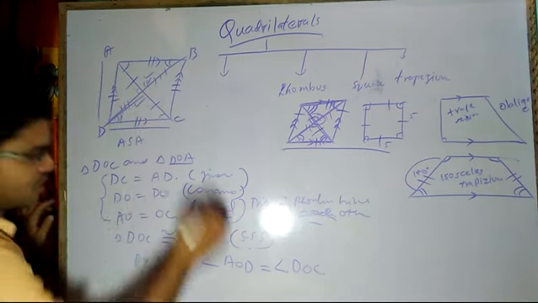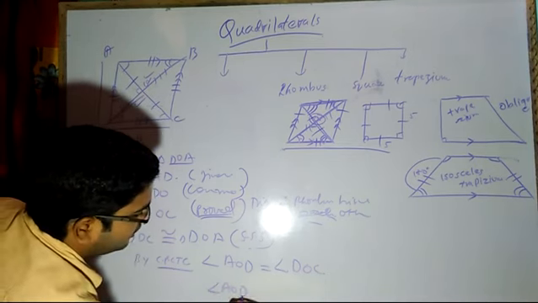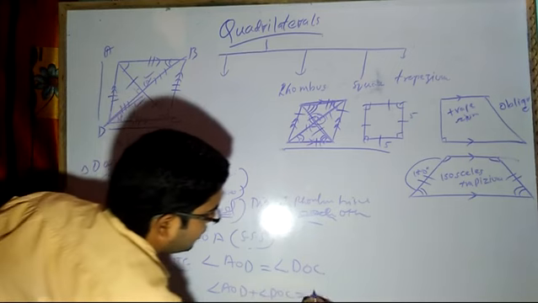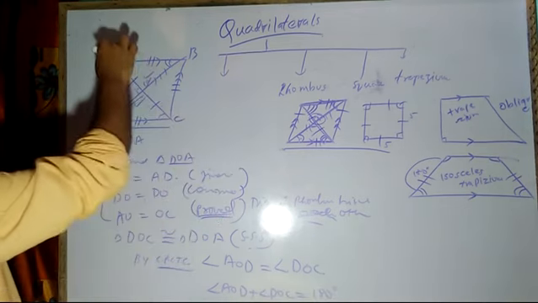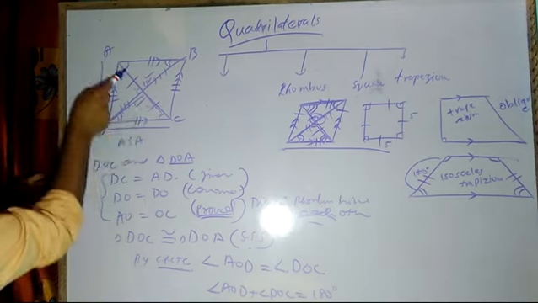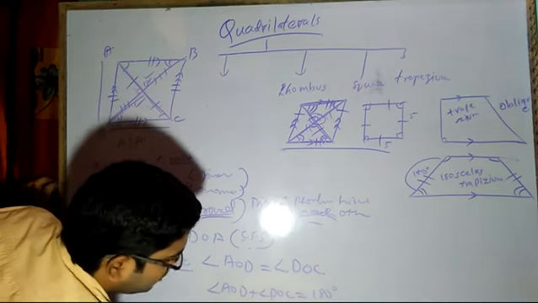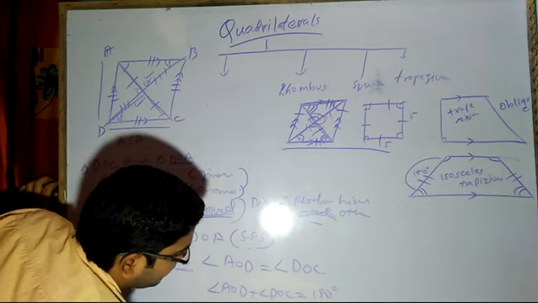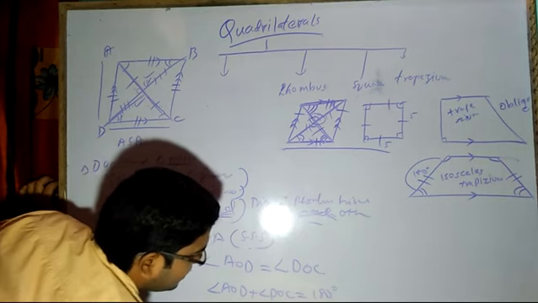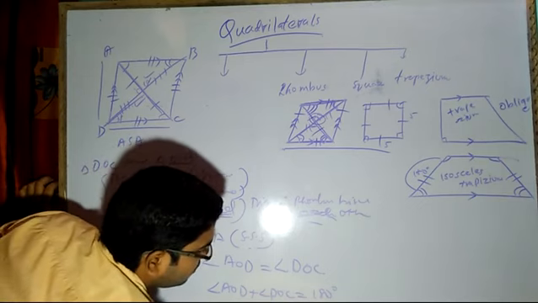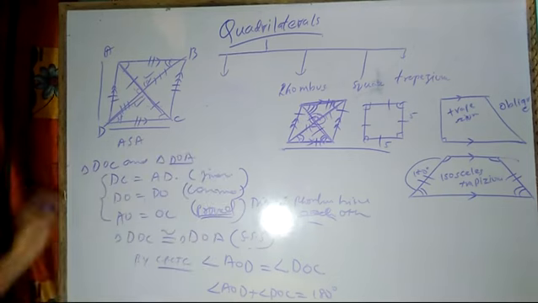If these two angles are equal, then angle AOD plus angle DOC is equal to 180 degrees, because they form a linear pair on a straight line. So instead of that, you can write twice angle AOD is equal to 180. Angle AOD is equal to 90 degrees, because this 2 will go in the denominator.